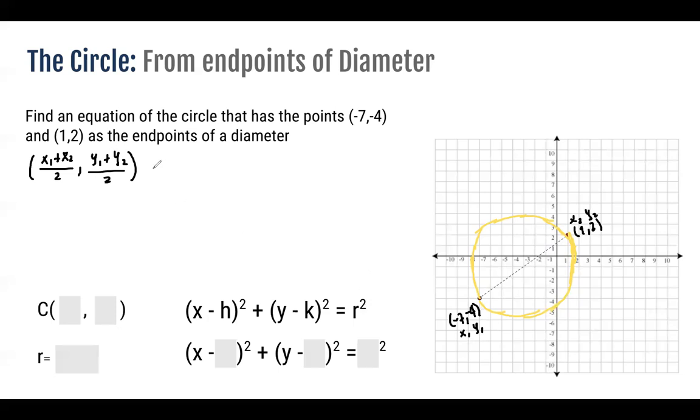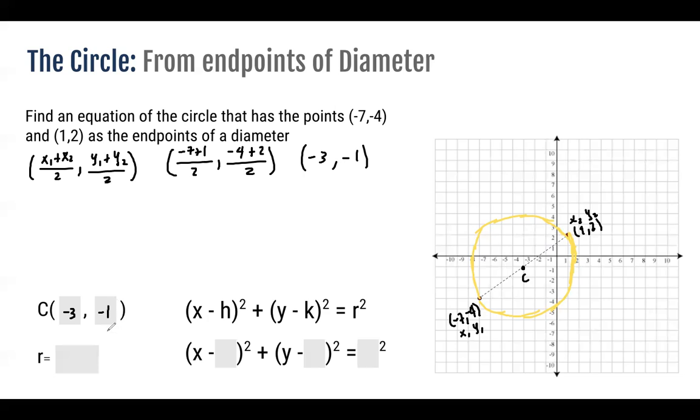Now I'm going to substitute the values: -7 plus 1 divided by 2, and then y1 as -4 plus 2 divided by 2. The midpoint is going to be at -6/2, that's -3, and -4 plus 2, that's -2/2, -1. So that means that the center is at -3, -1, and it makes sense with the sketch. So I'm going to write it down: -3, -1.